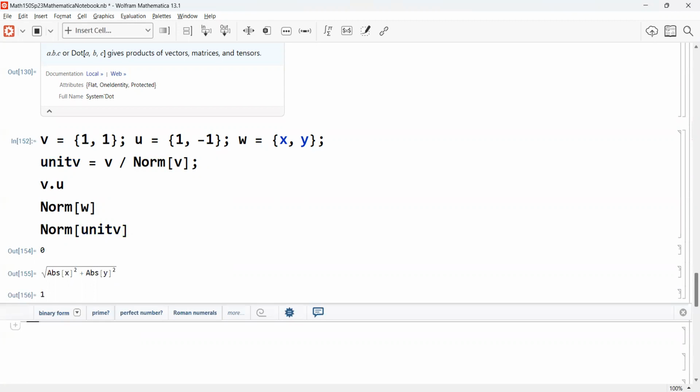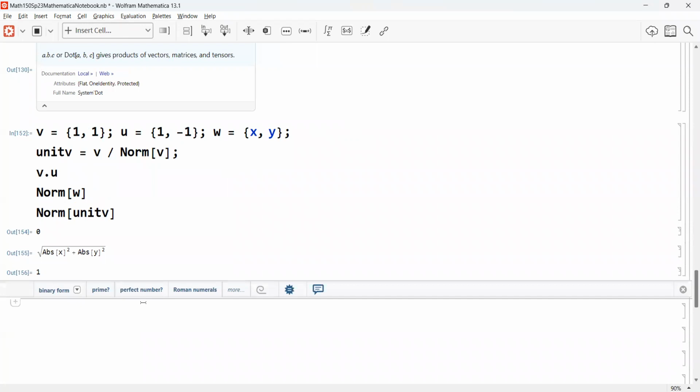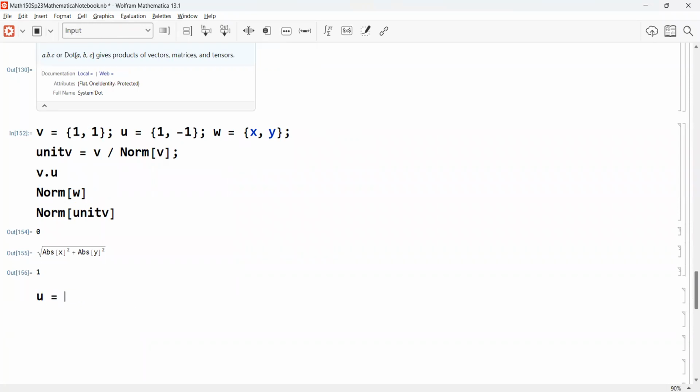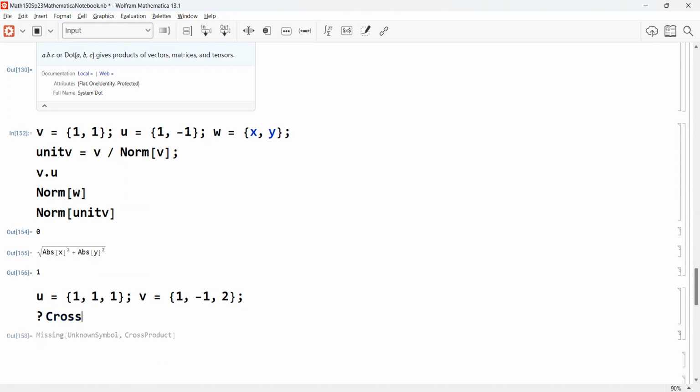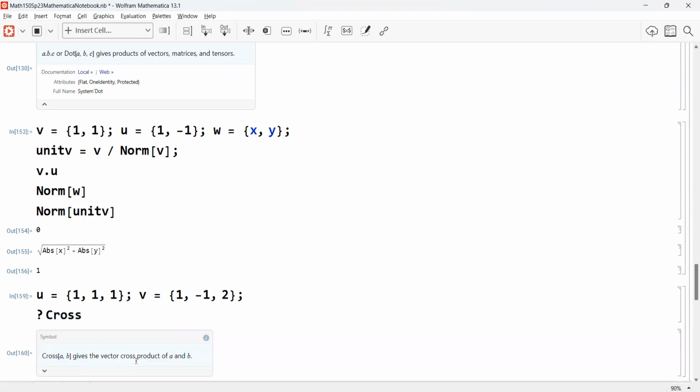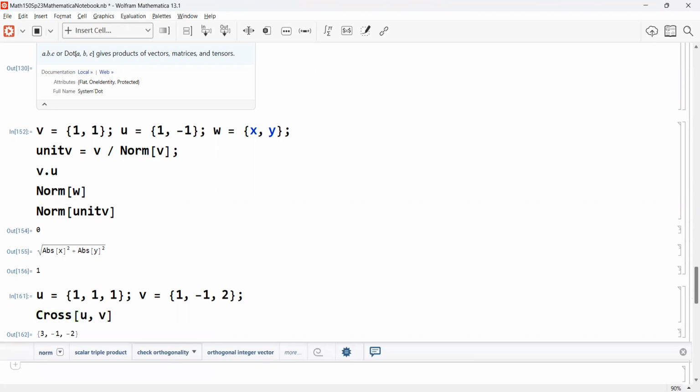So whenever possible, try to have good names for things. If I want to do the cross product, I really want to have things with 3 components. So I could do maybe u equals 1, 1, 1, v equals 1, -1, 2. And then let's try looking up cross product. Missing, so unknown. So let me try looking up cross. Cross gives the vector cross product of A and B. Okay, so pretty natural name. Let's do u comma v. And we get 3, -1, -2.